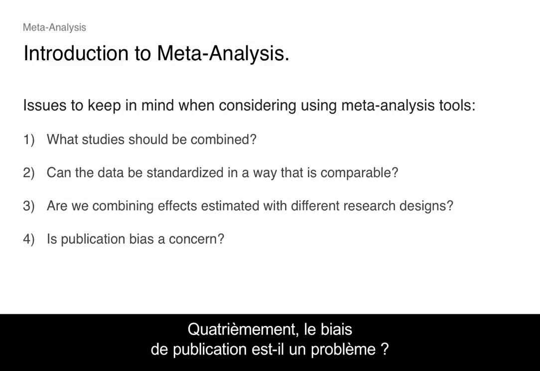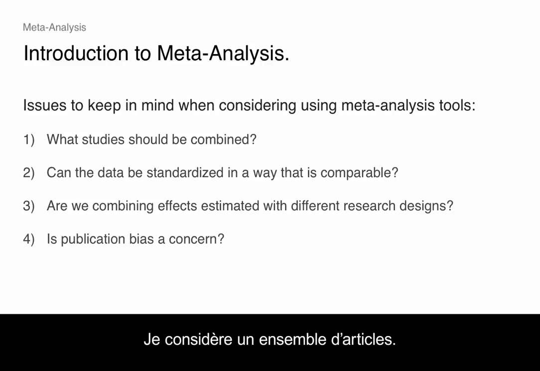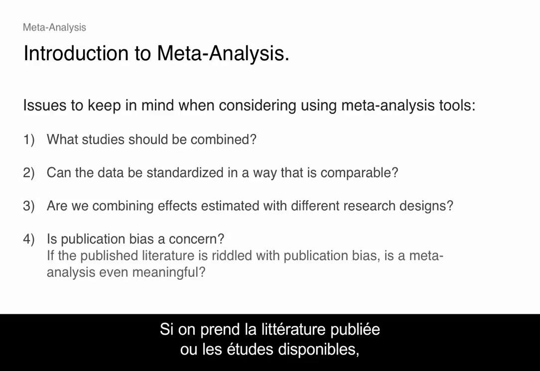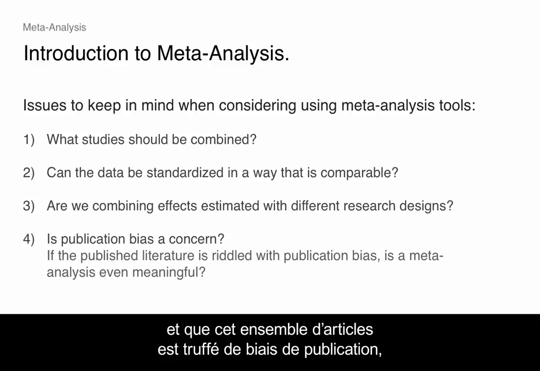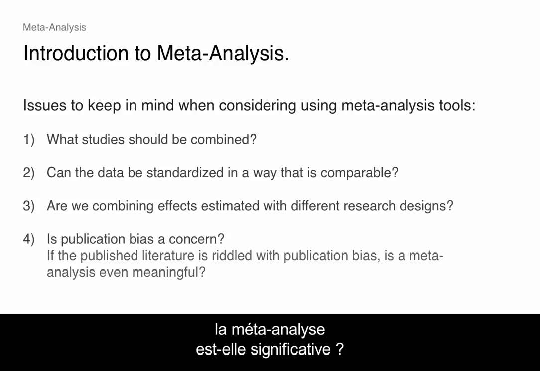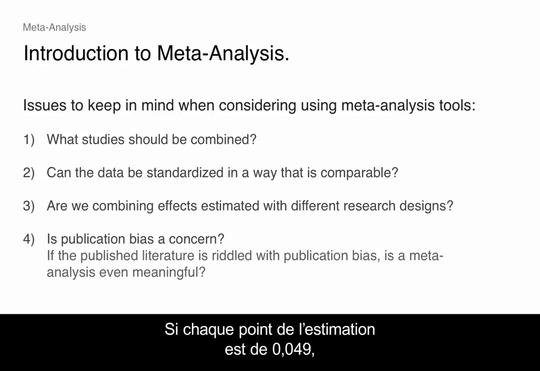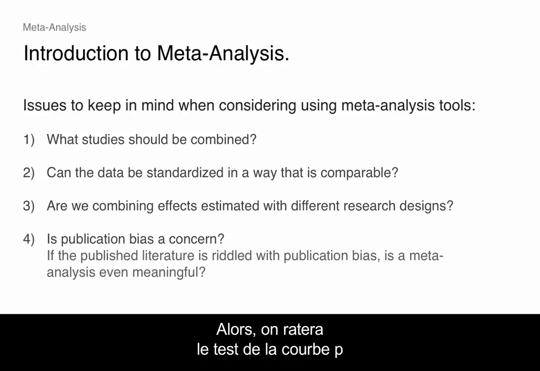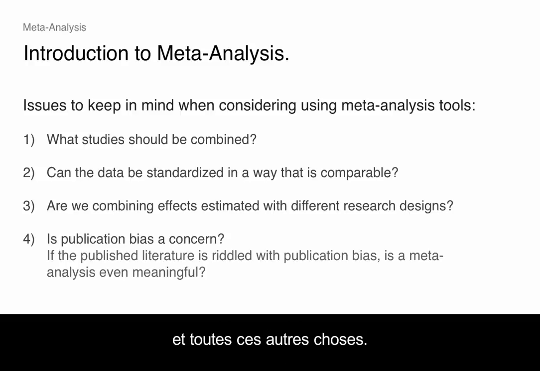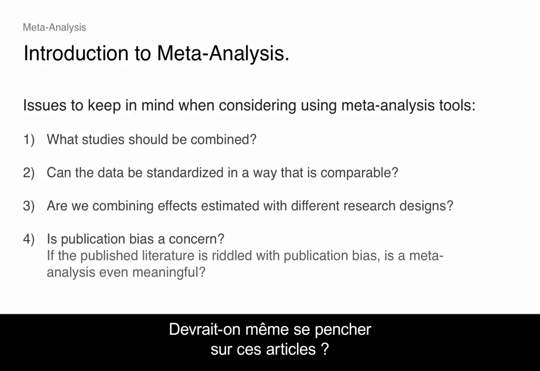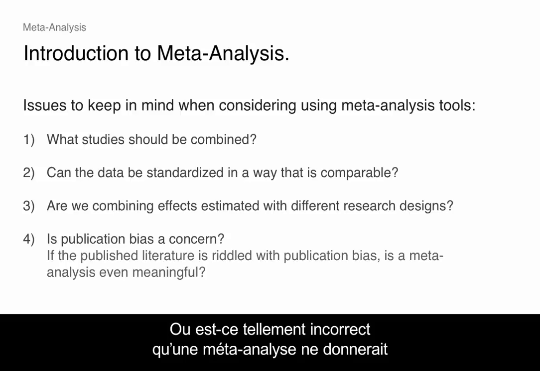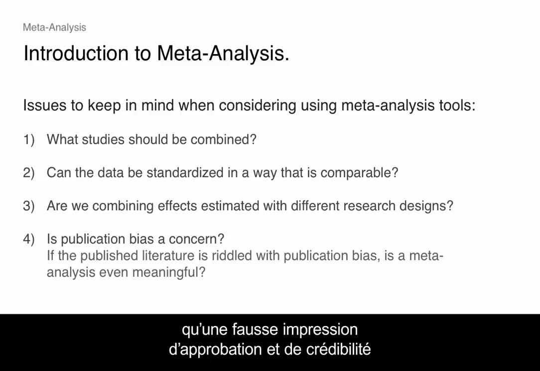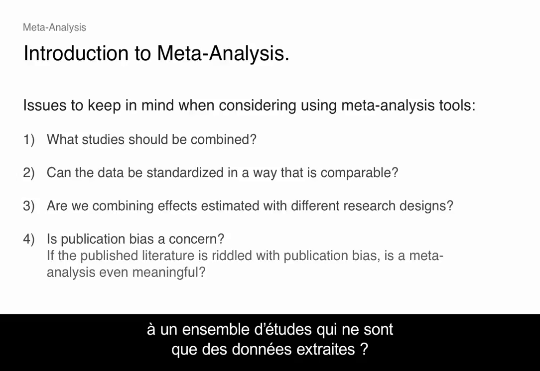Issue 4: is publication bias a concern? I'm looking at a body of literature. We've talked a lot about publication bias. If the published literature or the available studies, that body of literature, is riddled with publication bias, is the meta-analysis even meaningful? If every single point estimate is 0.049, every single p-value is 0.049, and we fail the p-curve test and all these other things, should we even be looking at this literature? Or is it just so flawed that a meta-analysis is just going to give some false stamp of approval and credibility to a collection of studies that are all just data mined?